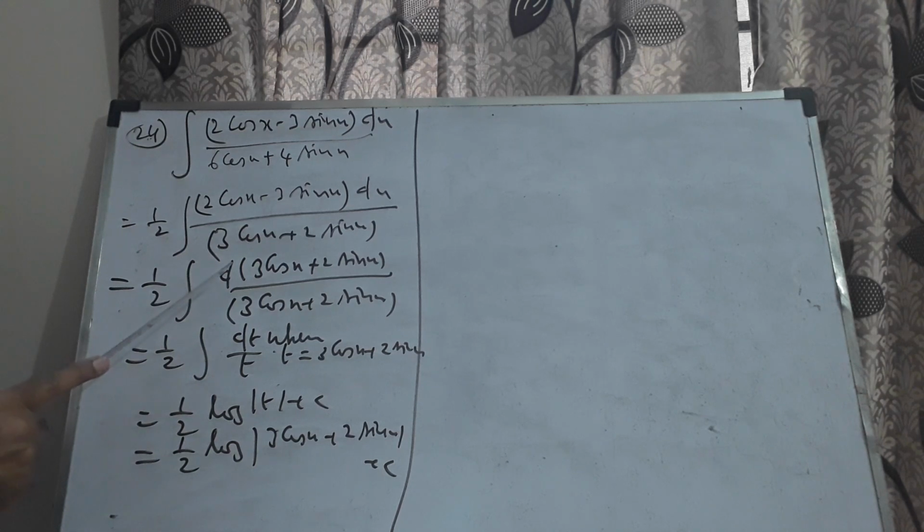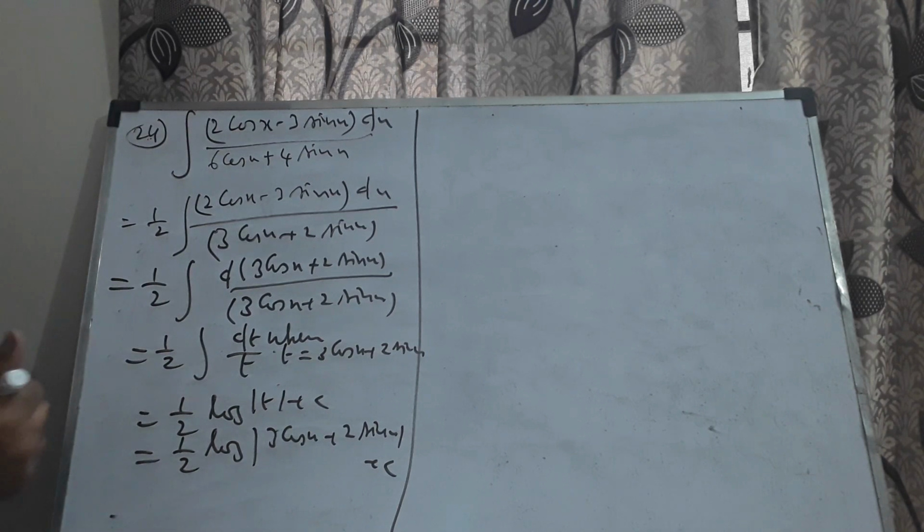Now the numerator can be written as d of the denominator. Whenever I have d of something multiplied by dx, remember that particular simple rule in your mind. It's easier for us to make it and keep it in mind. It's of the form dt by t, where t is my denominator. Integral dt by t is log mod t. Now half log mod 3 cos x plus 2 sin x will be the final answer.